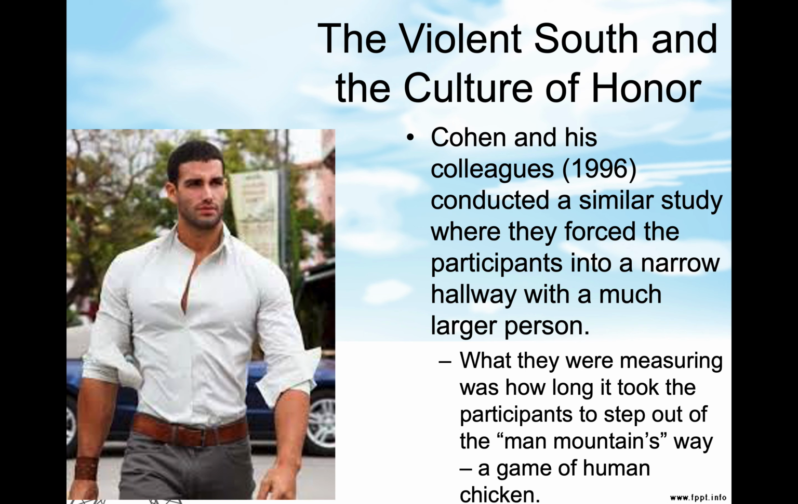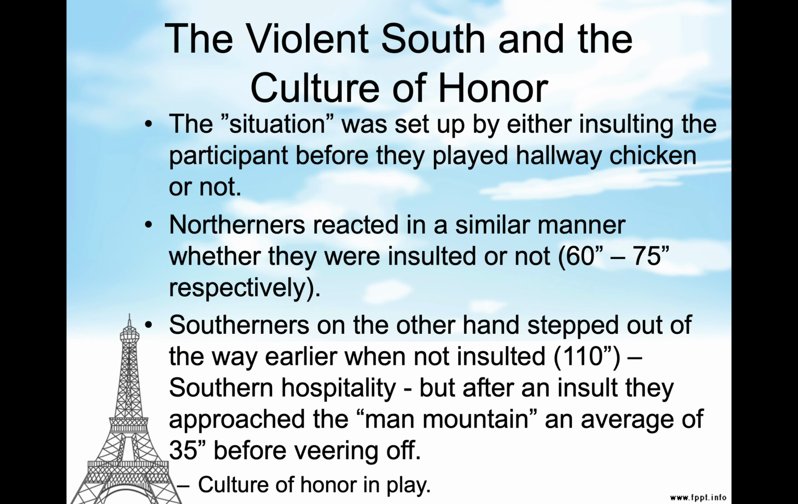Cohen and his colleagues in 1996 conducted a similar study where they forced the participants into a narrow hallway with a much larger person. What they were measuring was how long it took the participants to step out of the way of the man mountain. A game of human chicken is what they were doing. So they had a football player coming toward them that they needed to get out of his way because the hallway was only large enough for one person. The situation was set up by either insulting the participant before they played hallway chicken or not.